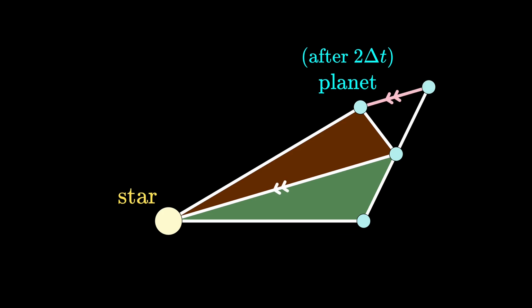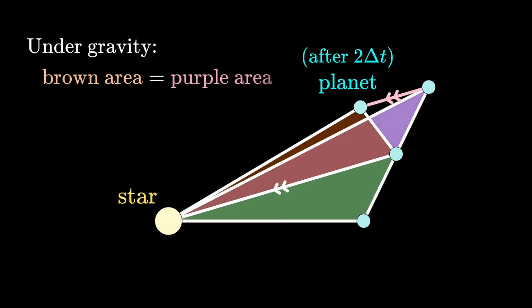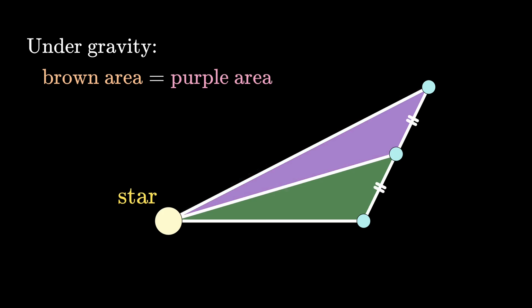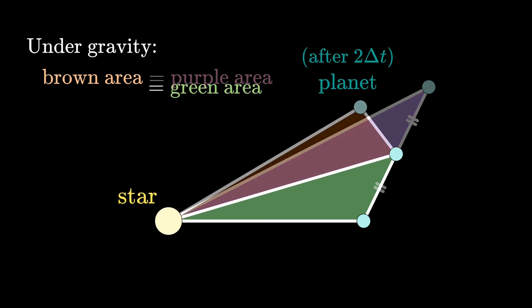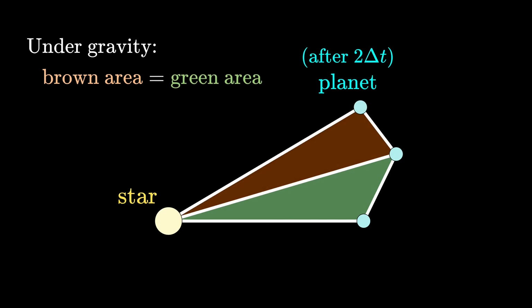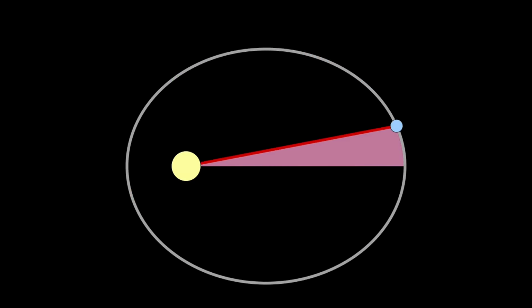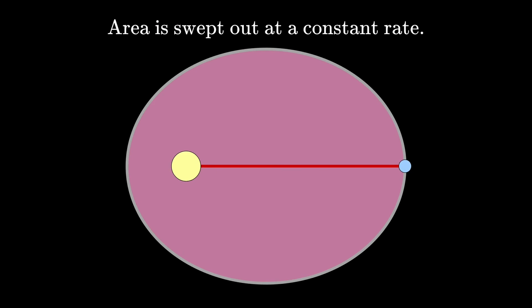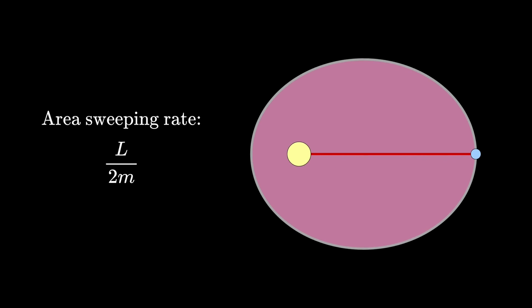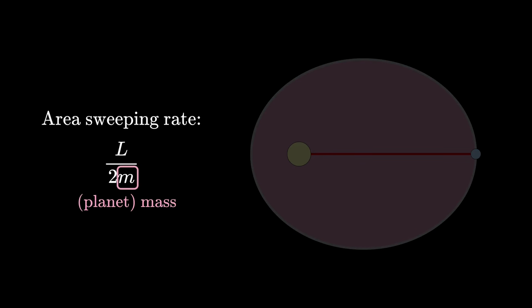With the parallel line construction, we see that the brown area is the same as the previous purple area because of the same base and same height. But we know that the purple area equals the green one. So even under gravity, the area swept in the two time frames are the same, and the area sweeping rate remains constant throughout. Let's denote this rate as L over 2m, where m is the mass of the planet.